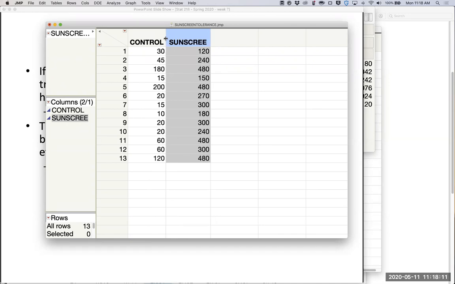And so they have the people lay in a tanning bed, and then every initially 5 minutes they check them and see if there's any noticeable signs of sun damage with the control arm, and then with the sunscreen arm. And then they just cover up that arm when there is noticeable damage, and they mark the time at which they first see it.